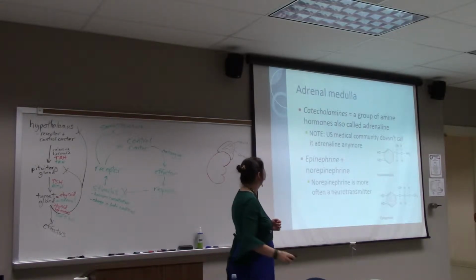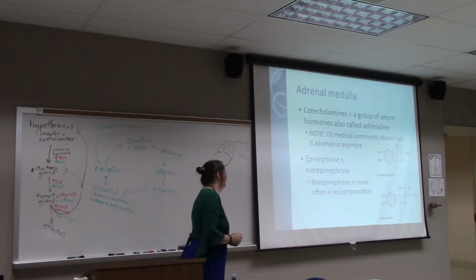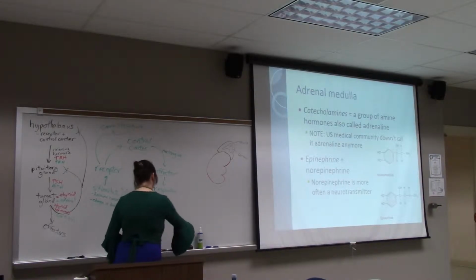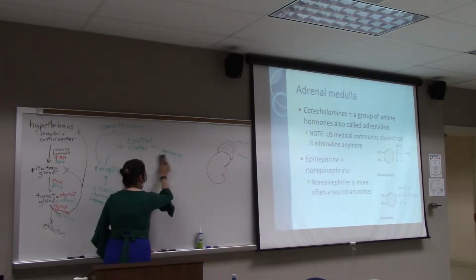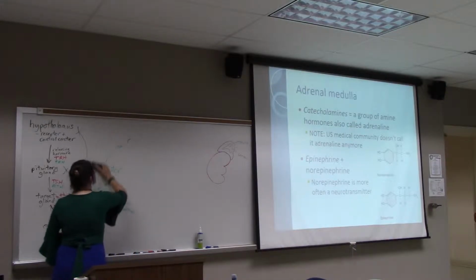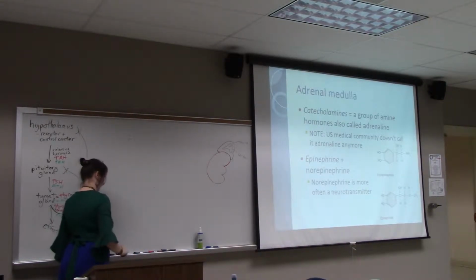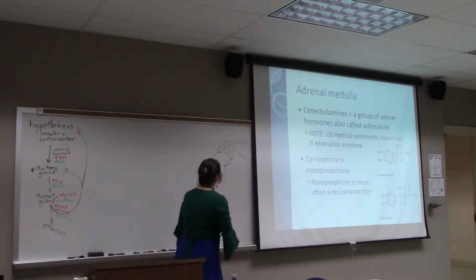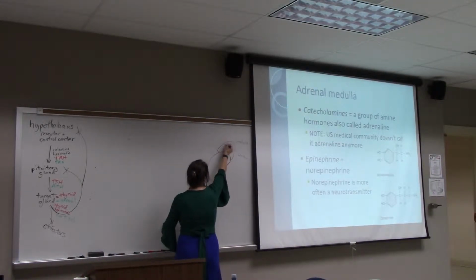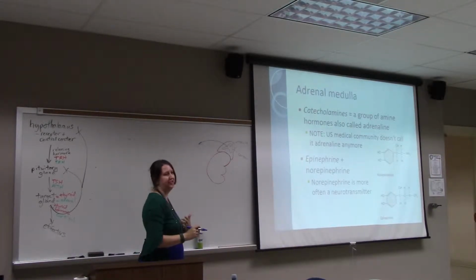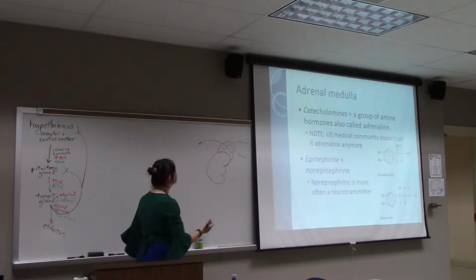So we'll start with the medulla. There's a group of chemicals it produces that are called catecholamines. The major one is epinephrine. There are some catecholamines that are also used as neurotransmitters, like dopamine.